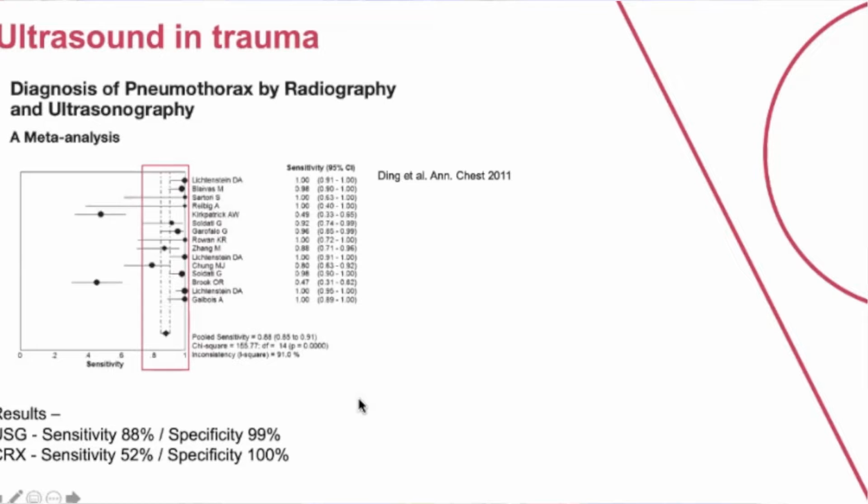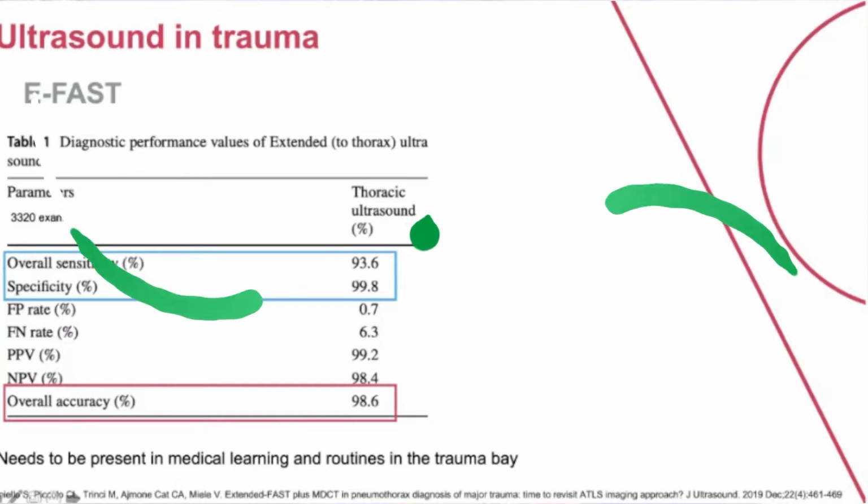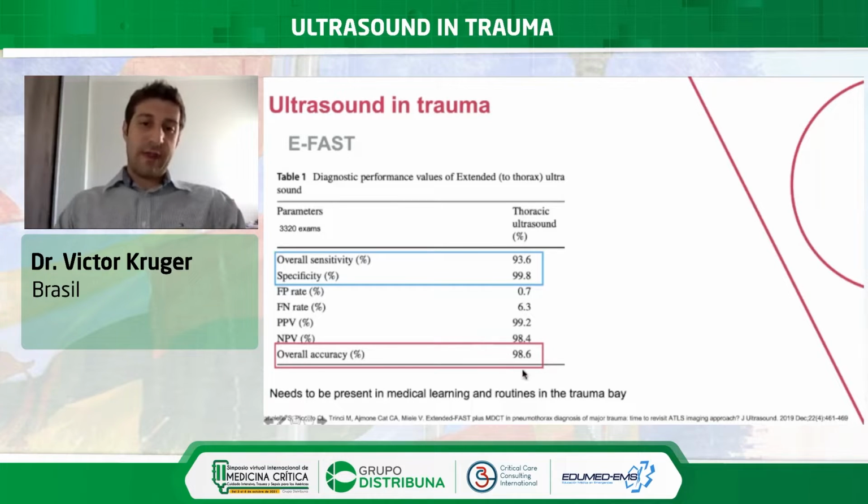In this meta-analysis, the sensitivity of ultrasound, EFAST, in the trauma bay was 88% and like 100% specificity. Chest X-ray had half of that sensitivity. And in this last paper, recently published, we see an overall accuracy of 98%.